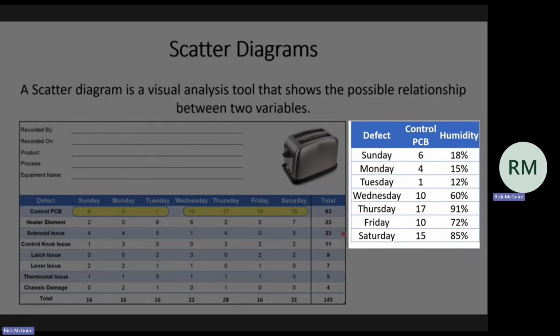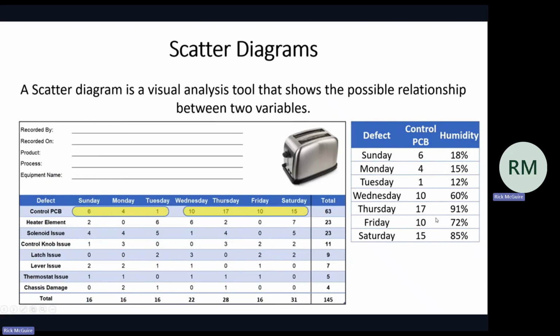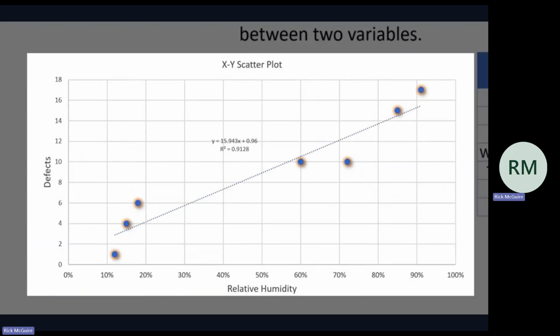So I created this little table here to show the days of the week along with the defects and the humidity. Now, to truly understand this relationship, we have to create a scatter diagram. So here's exactly what that scatter diagram looks like. What we do here is we're plotting pairs of data.